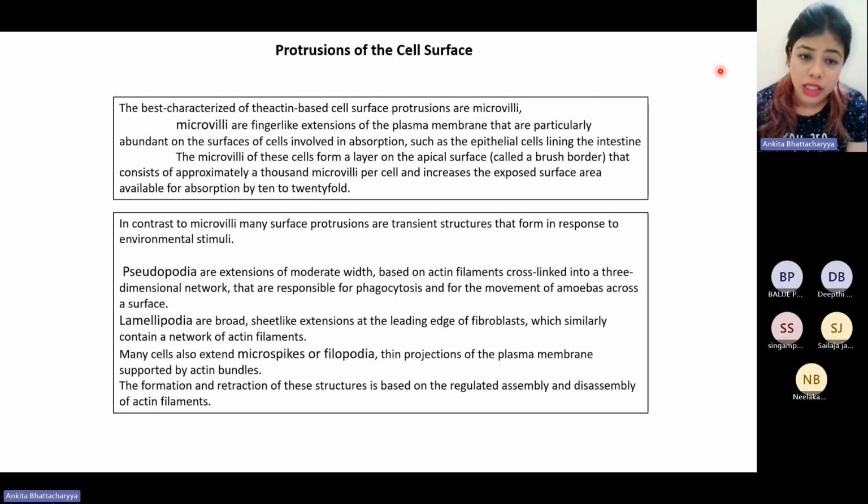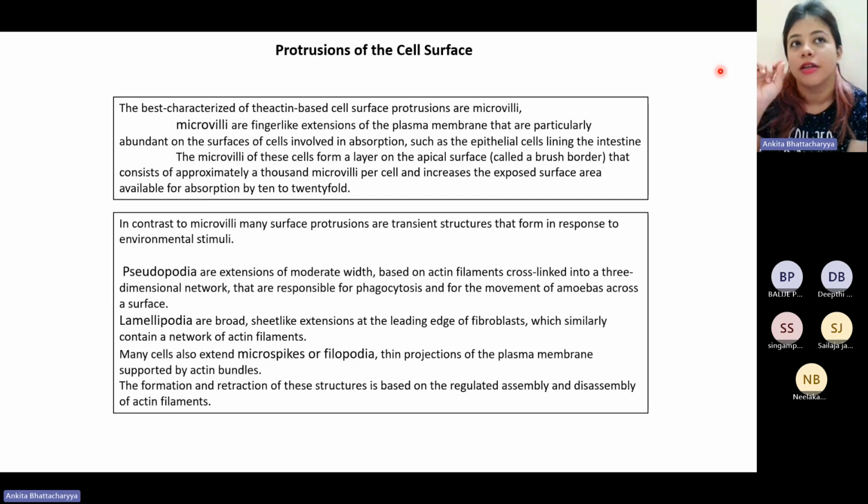So pseudopodia, lamellopodia, these are the two other types of structures which are considered to be much more transient, and their formation is more related to the environmental stimulus. So pseudopodia are also projected structures of moderate width, and they are made up of actin filaments that have been cross-linked into a 3D network. They carry out phagocytosis, and they allow the movement of amoeba across the surface.